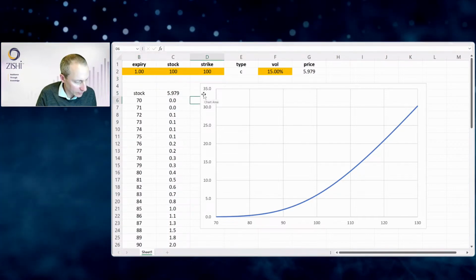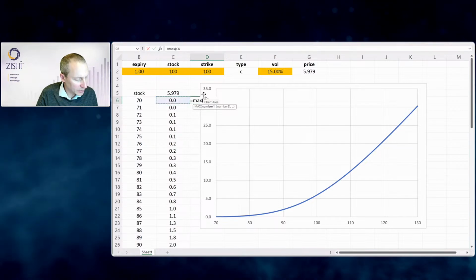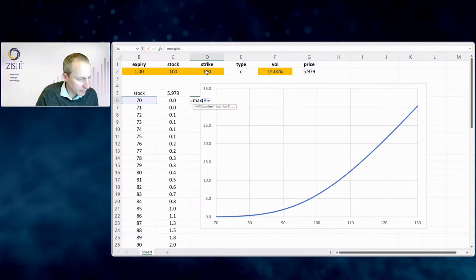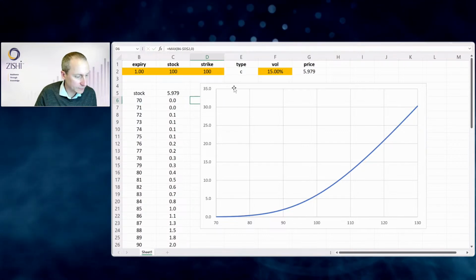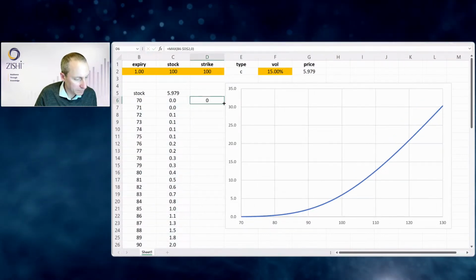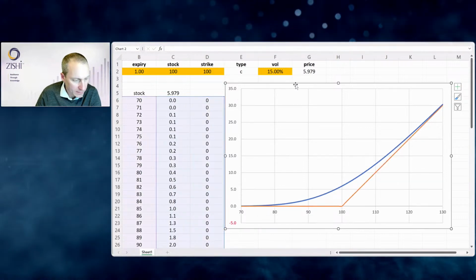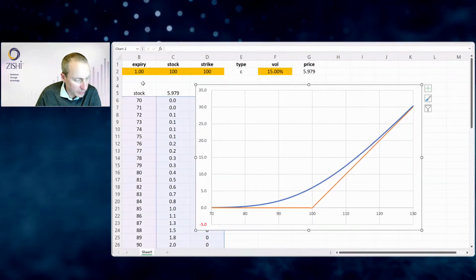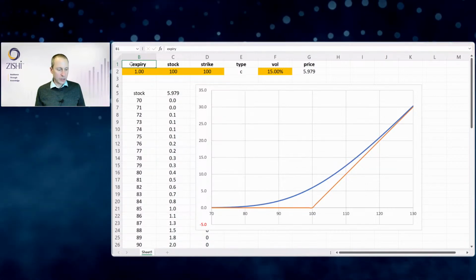and actually, while I think about it, let's put in the on expiry payoff profile. So let me just add another column here. Just bear with me. Okay, so there's your on expiry payoff. It is the orange line, and the blue line is the price today.